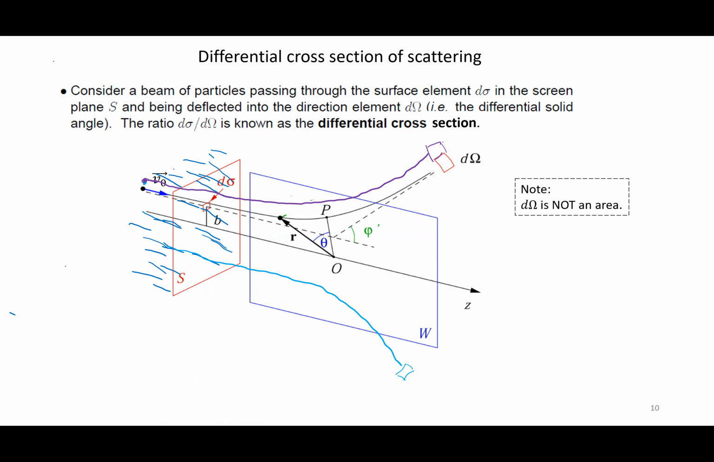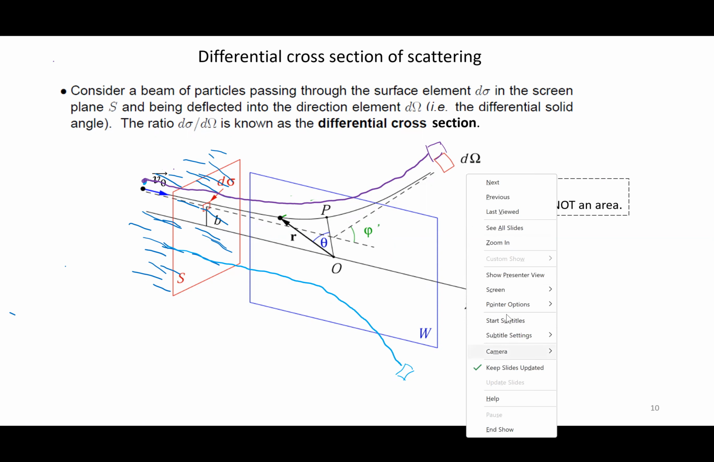So there are many particles, and each particle will go in a slightly different direction. The question I'm trying to ask here is: how many of them will go over here, how many of them go over here, and so on. So it's like a distribution. I want to know the distribution of the scattering angle phi prime.